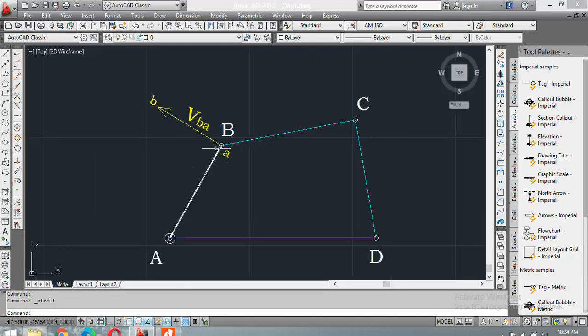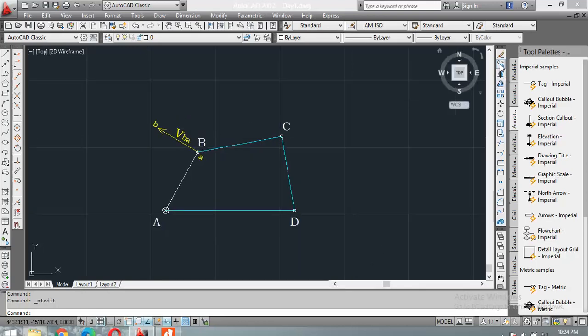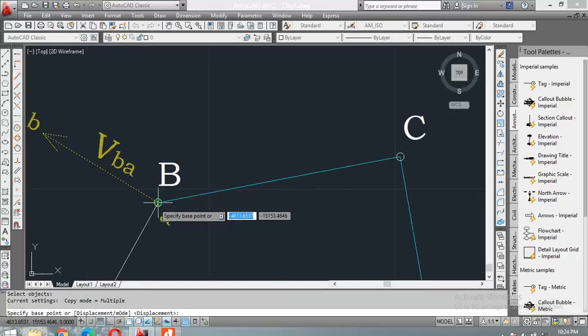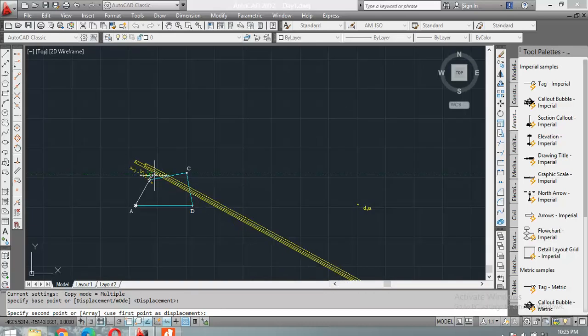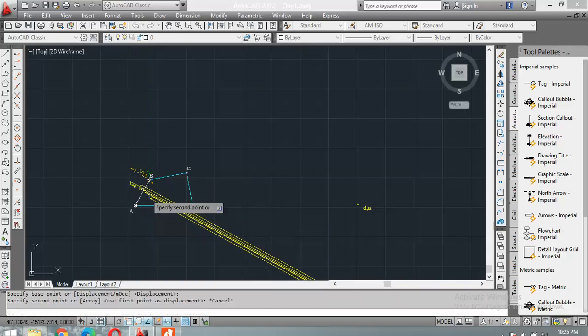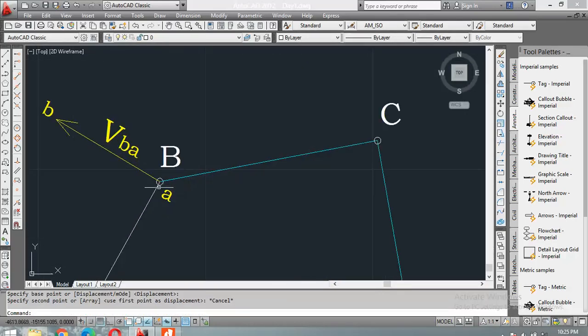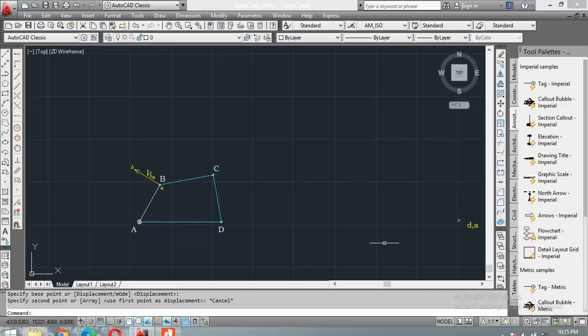See, using a drafter it will be very easy. If you want to transfer this VBA vector from the mechanism diagram to the velocity diagram, I am transferring this velocity vector from the mechanism diagram to the velocity diagram. Here, the A point is common between our velocity diagram and this velocity vector. The B point is not there.